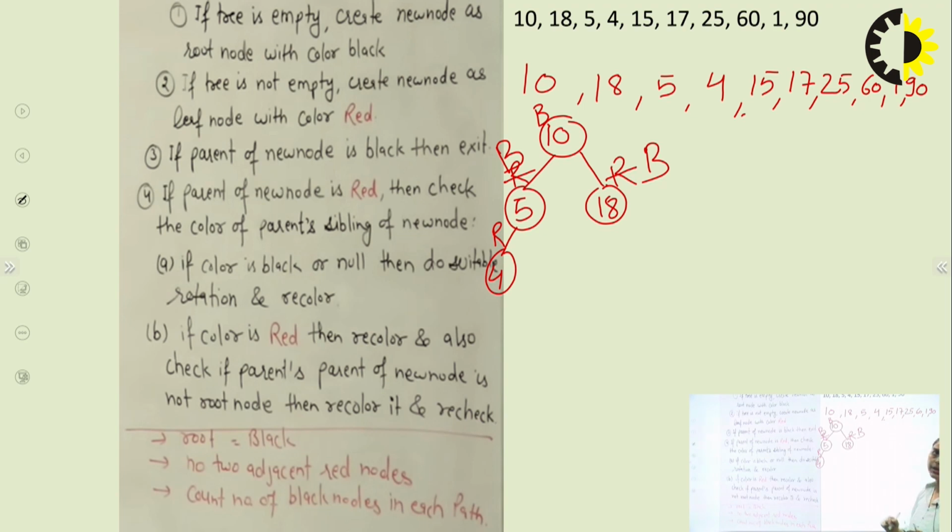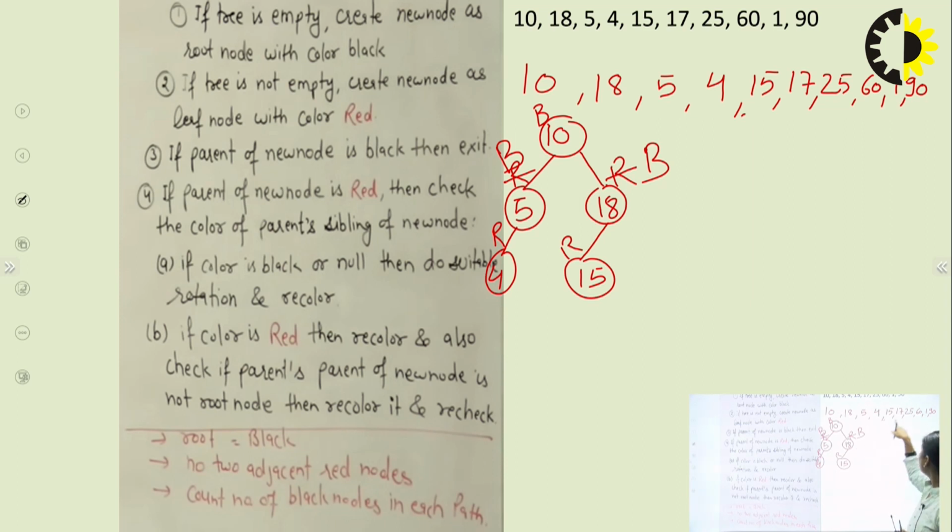Now what is the next node? The next node is 15. Now again the tree is not empty, create a new node of color red and add accordingly. What is the place for 15? The 15 is greater than 10 and less than 18. So the place is here, right? And the color is red. So no properties are violated, every property is fulfilled.